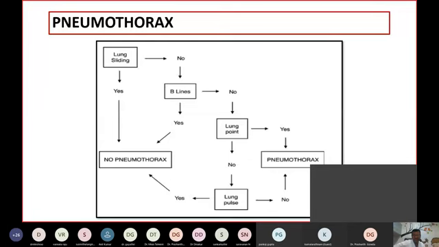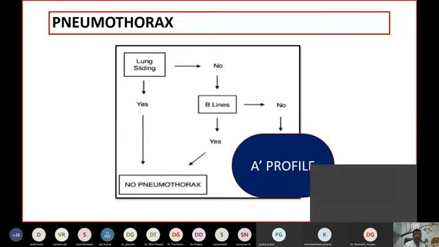So we'll go through this algorithm. First thing you need to look for is lung sliding. If you see lung sliding, 100% there is no pneumothorax. The negative predictive value of lung sliding is 100% for pneumothorax. So you put a probe, you see lung sliding, you have ruled out pneumothorax in that area.